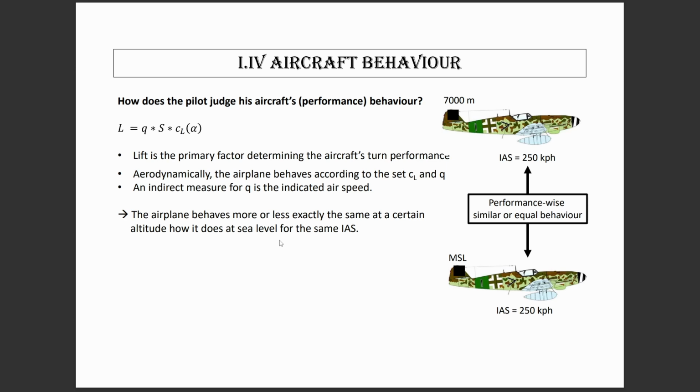Okay? For instance, a BF 109 at mean sea level with an indicated airspeed of 250 kph behaves more or less the same way as flying this BF 109 at 7,000 meters at the same indicated airspeed. That is also why our approach speeds are always the same, whether I approach an airbase at mean sea level or high up in the mountains. We don't need to adjust our stall speeds, because if we were to indicate true airspeeds, the stall speeds would be different depending on our altitude, and that's obviously quite confusing. So indicated airspeed is very relevant in judging our aircraft performance, for the reasons we've just established.